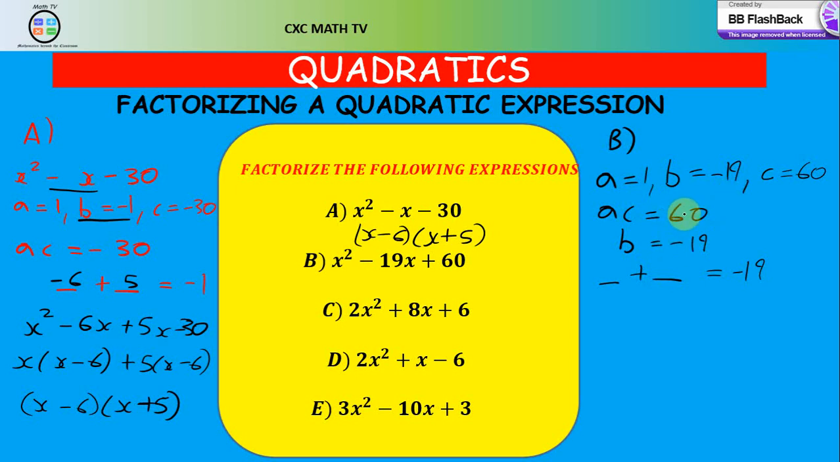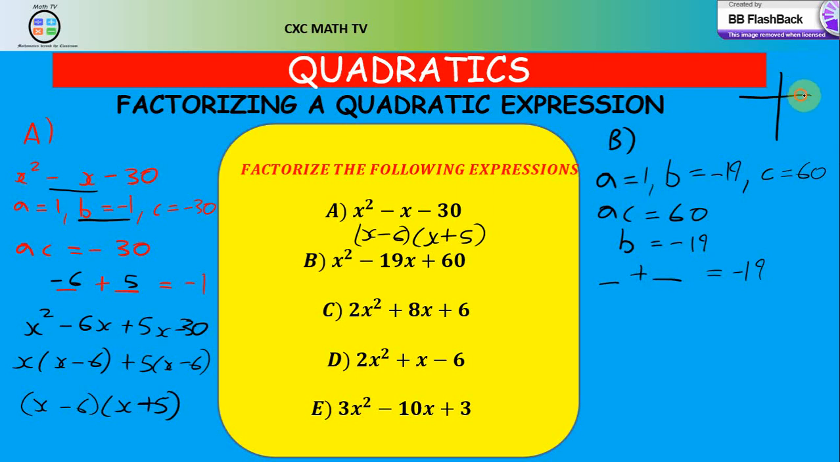Could it be 20 and 3? No, it couldn't be. So could it be 12 and 5? It couldn't be 12 and 5. Could it be 10 and 6? It couldn't be 10 and 6. So if you're in a situation where it's difficult, you can actually draw them out.